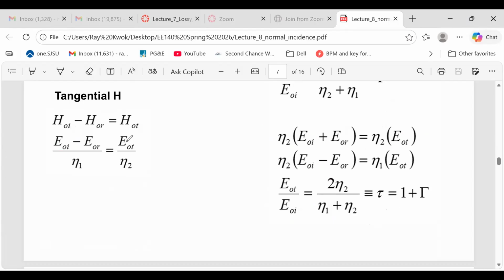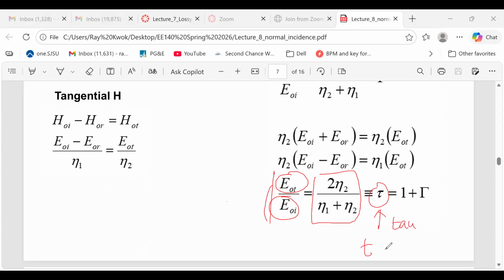And so I can rewrite it. I can write the transmission amplitude over the incident, and that is equal to this. This is what we call tau, which is the transmission coefficient. What does that mean? It tells me what fraction of the signal would be transmitted, like 50% would be transmitted, or 30% would be transmitted. And here, tau is the same as 1 plus gamma for our special case.